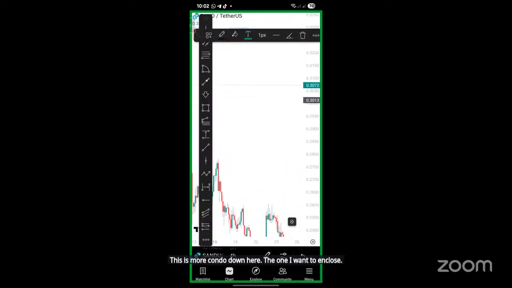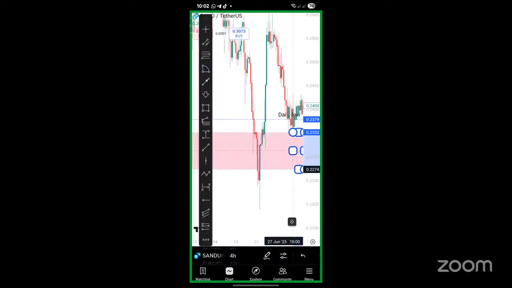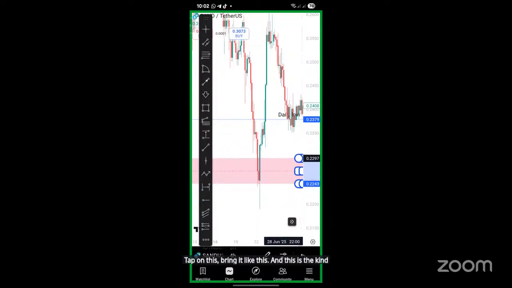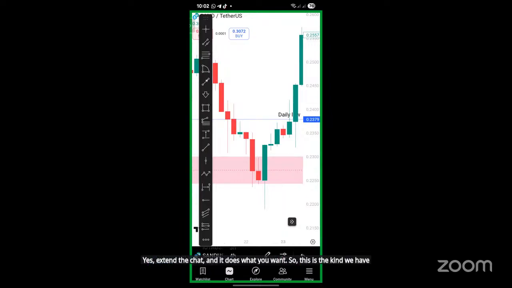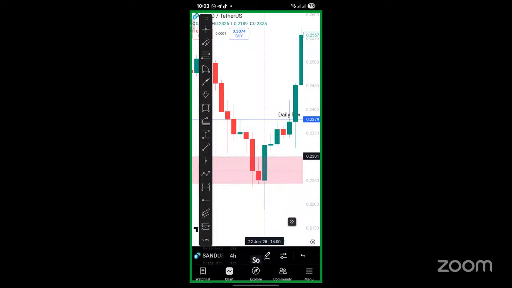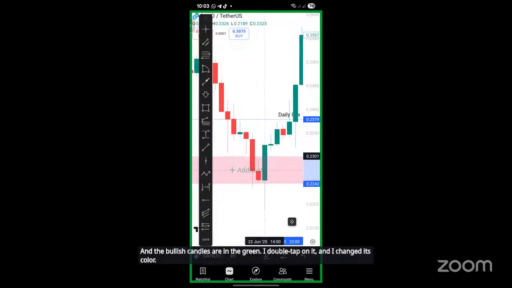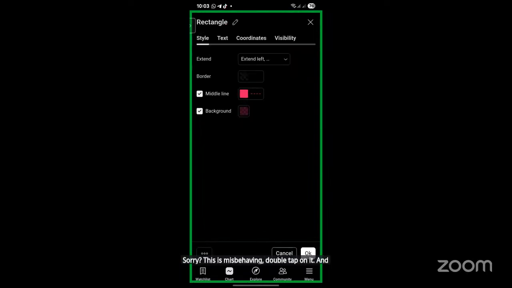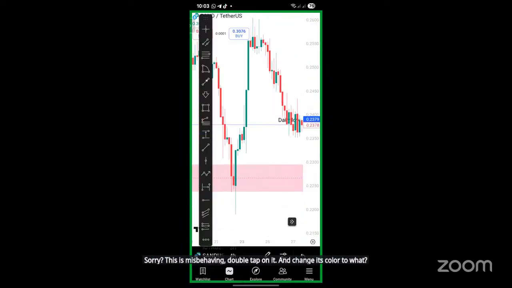I can even do it like this. So you can enclose like this. Tap on this, bring it like this. And this is the candle. Just extend the chart and it does what you want. We are enclosing this small red candle here to get a demand what? A demand zone. Since the demand zone is bullish, and we can expect it bullish, and bullish candles are green, I double tap on it and change its color. Double tap on it and change its color to what? Sorry, it is misbehaving. Double tap on it.